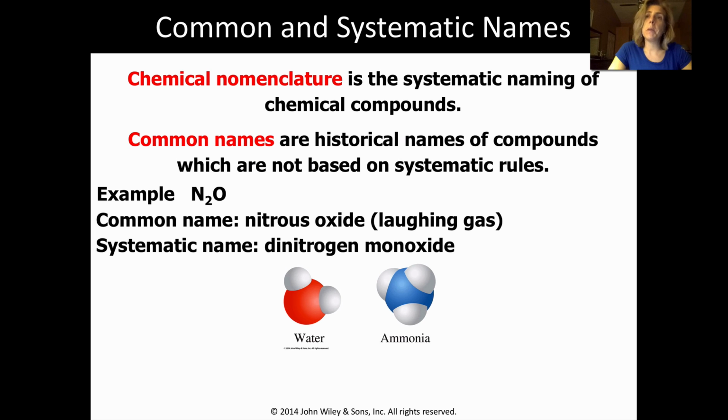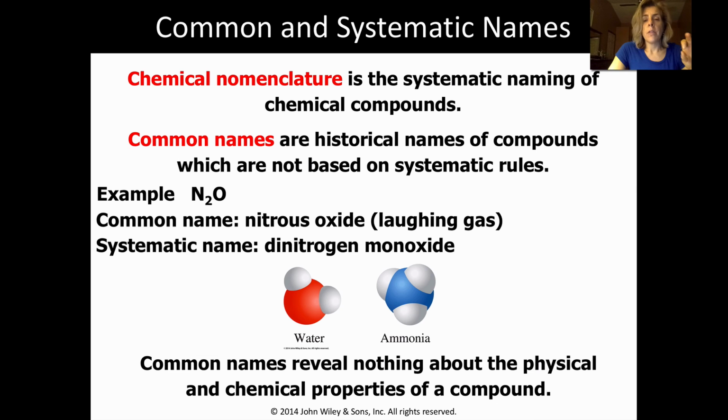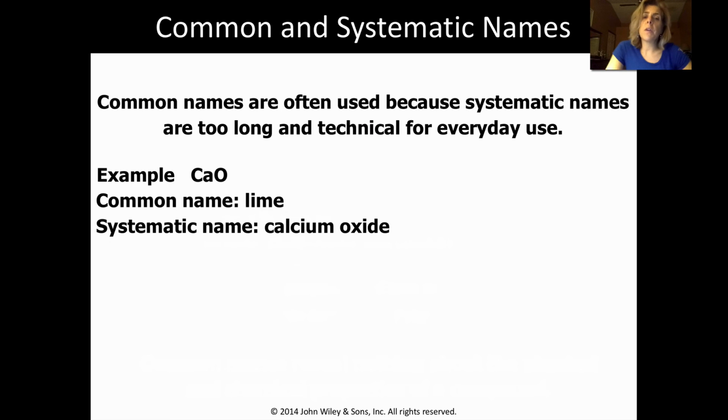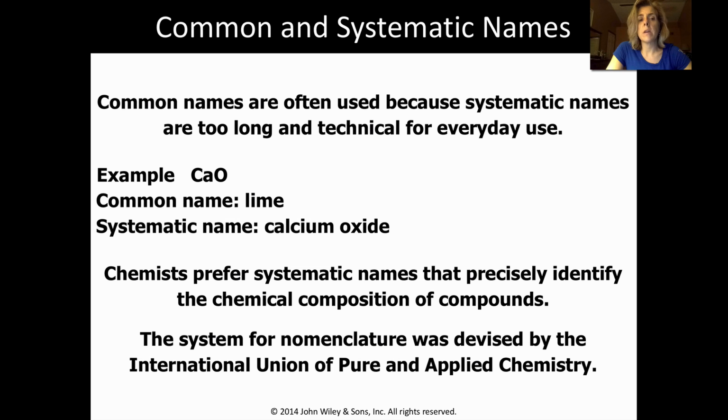Another common name would be water. Its systematic name is dihydrogen monoxide. And then ammonia would be nitrogen trihydride. The problem with common names is it doesn't tell us anything about the compound. Another example of a common name would be lime, which is calcium oxide. So the systematic name now tells us what type of compound that is.